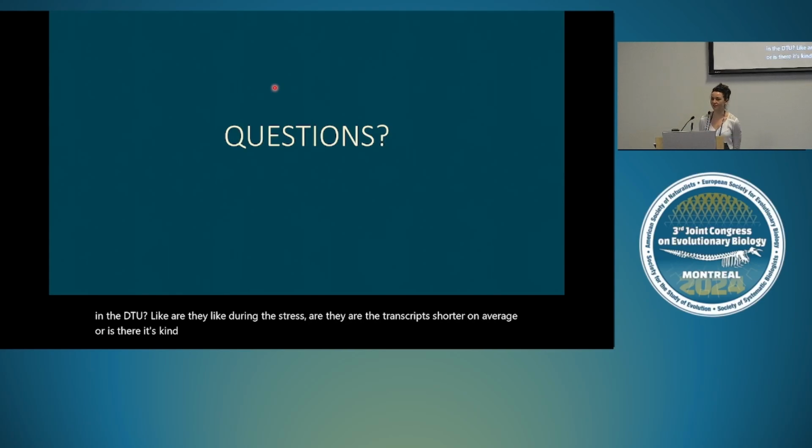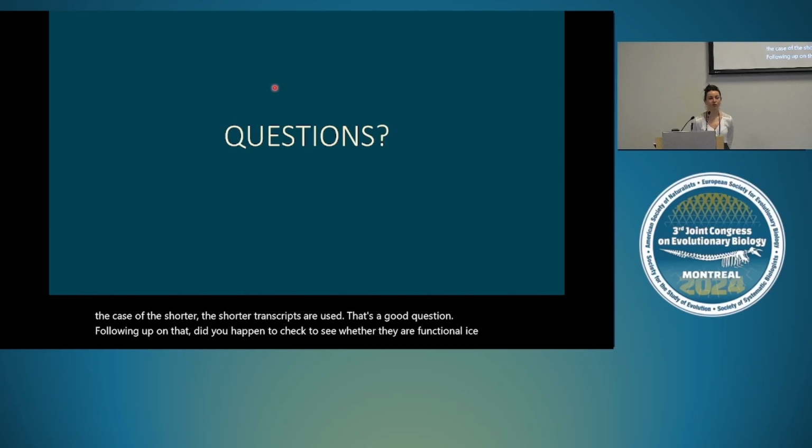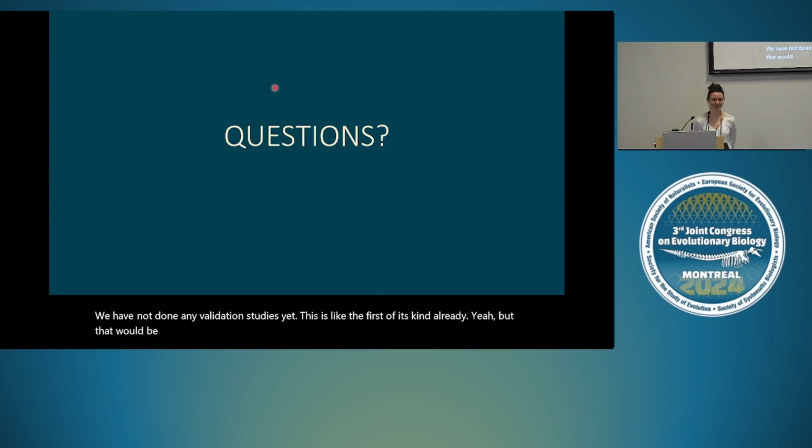Yes, actually, yes. Just briefly looking at what I have looked at, it tends to be the case that the shorter transcripts are used. That's a good question. Following up on that, did you happen to check to see whether they are functional isoforms? We have not done any validation studies yet. This is the first of its kind already. But that would be upcoming.